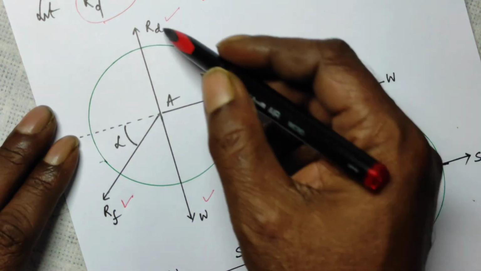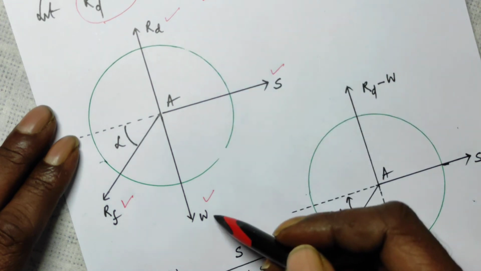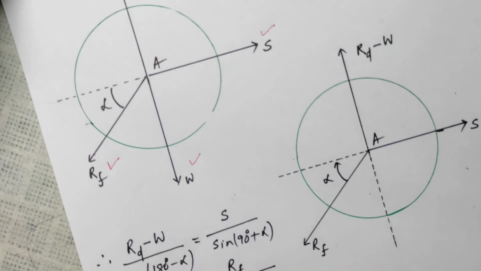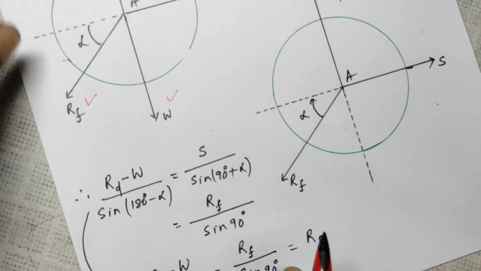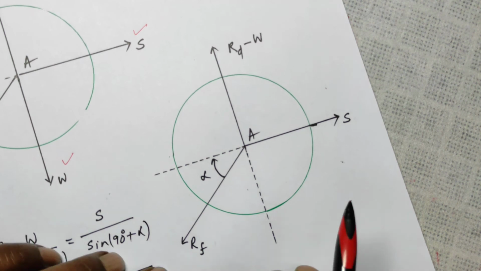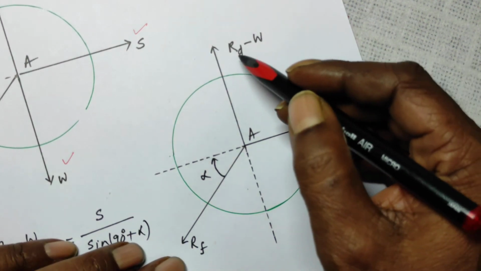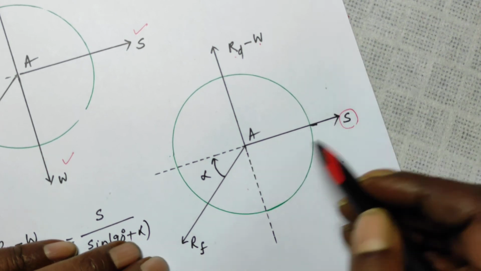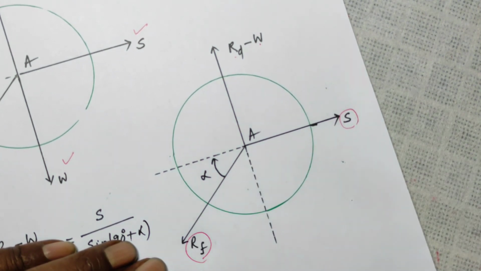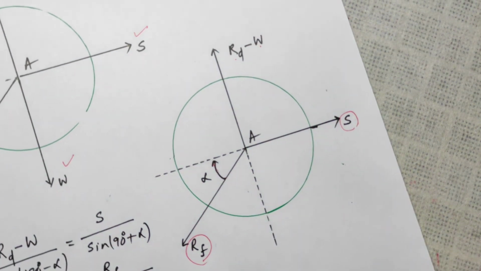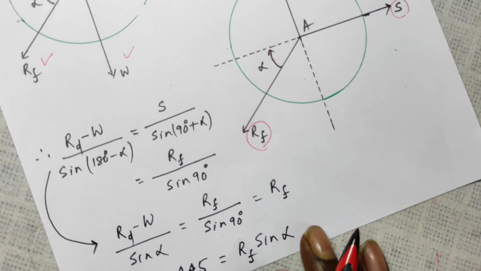Now, these are the four forces. Since RD and W are collinear, let the resultant RD minus W act vertically upward to keep it in equilibrium. So I have redrawn the diagram with three forces. RD minus W from the point A vertically upward, to this side is your tension force S, to this side is your reaction force RF, and this angle is alpha, which I explained. So there are three forces. Now you can apply Lami's theorem.